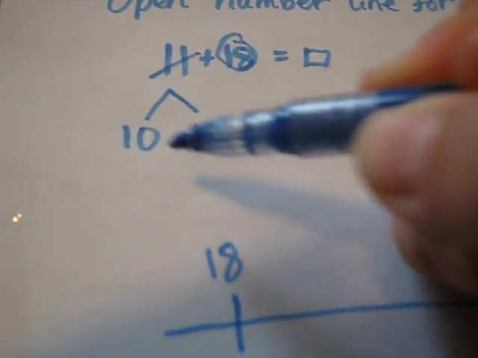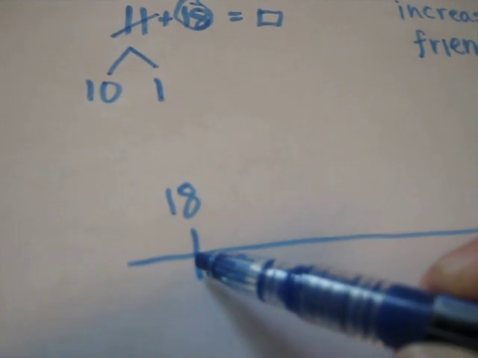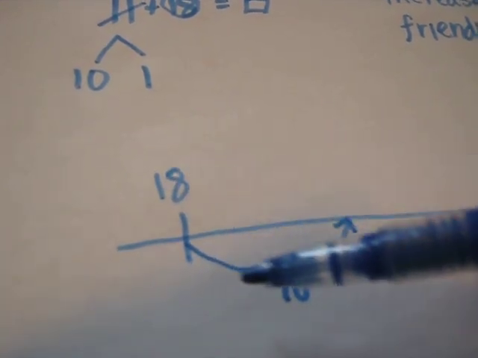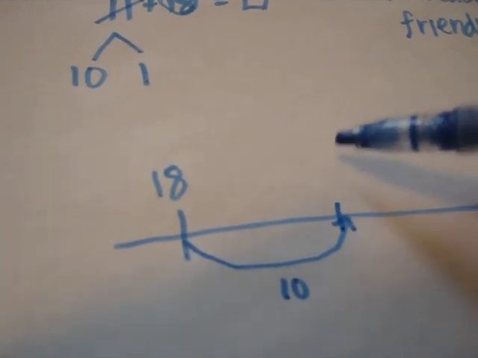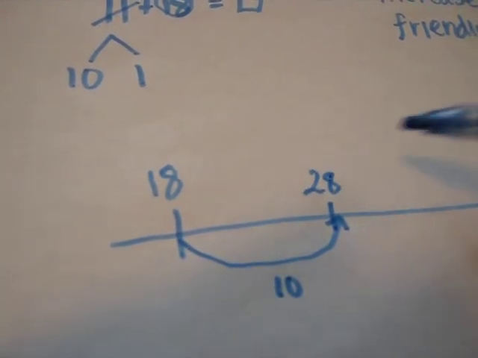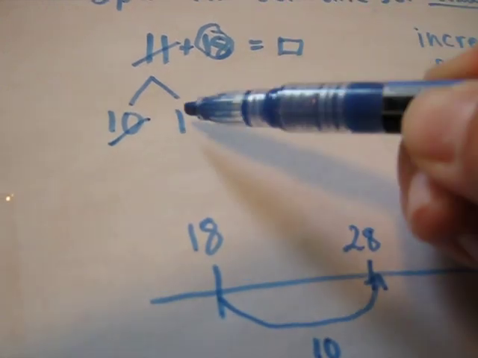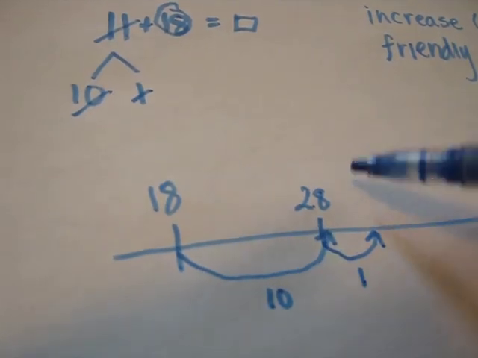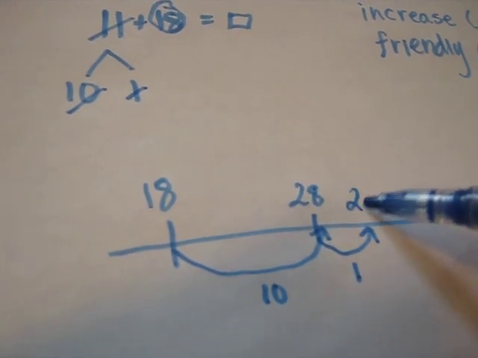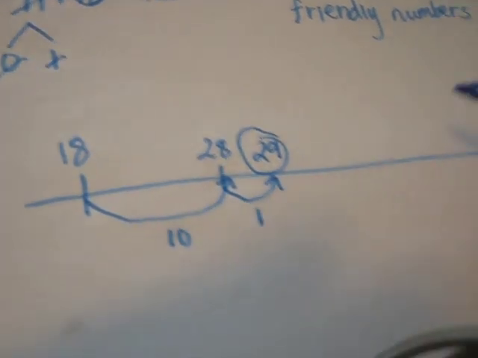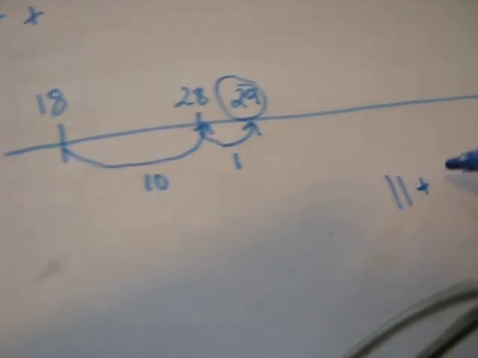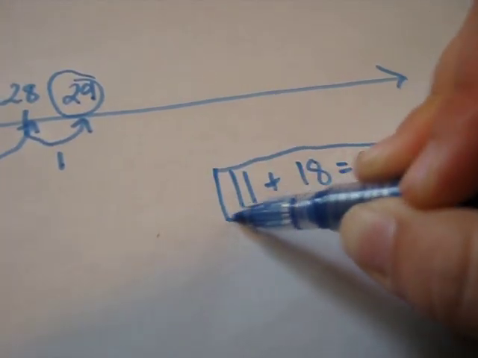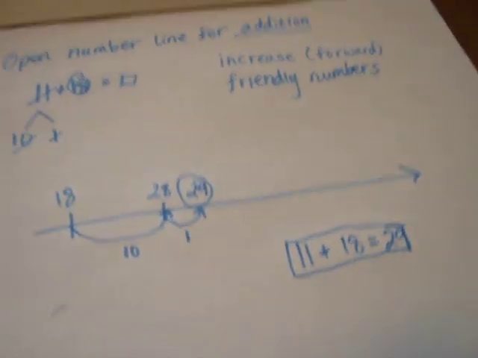So I'll go ahead and think about this 10 and add on. I'm going to take what we call a jump of 10 on the number line. If I took 18 and added 10 more, I would land on 28. I'm done with that 10, and there's my one more. So I'm going to take a jump of one more, and 28 plus one more is 29. So that tells me that in the end 11 plus 18 is 29. That's the solution to my equation.